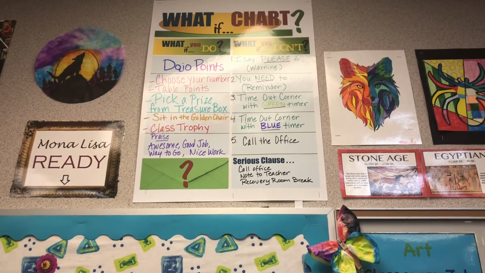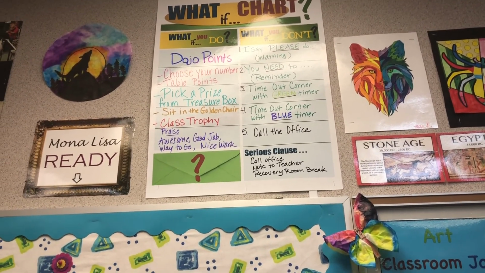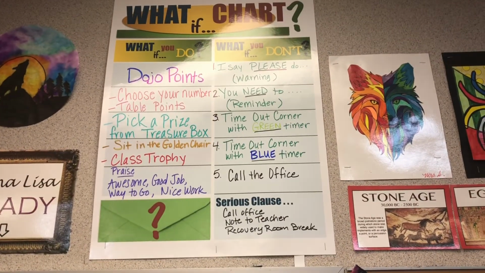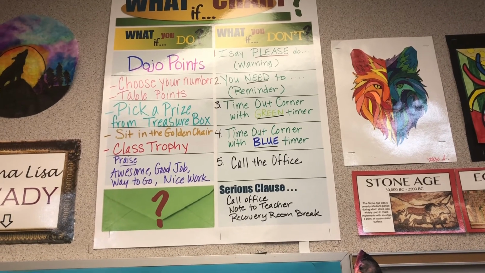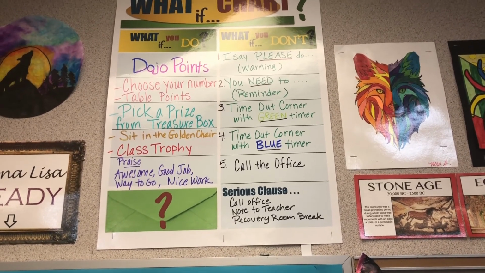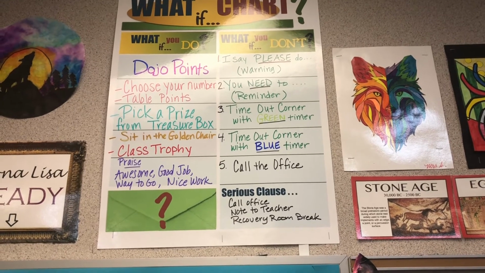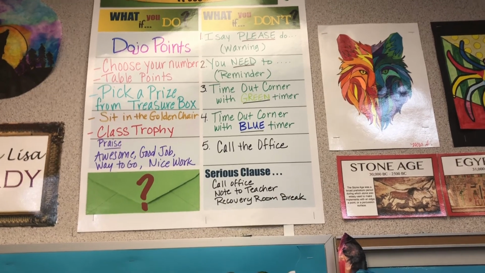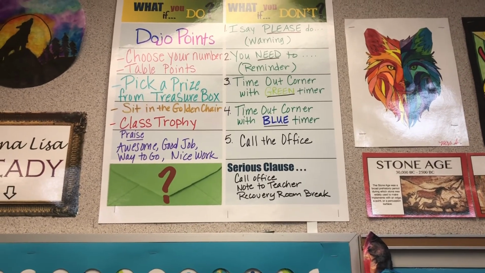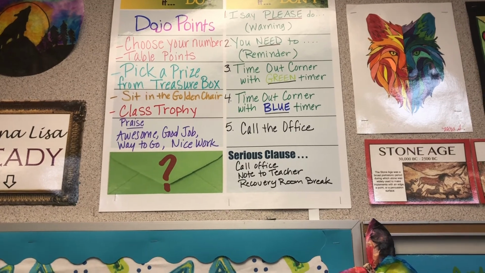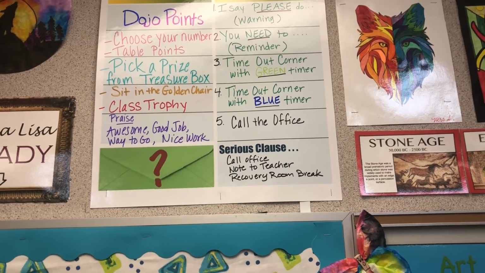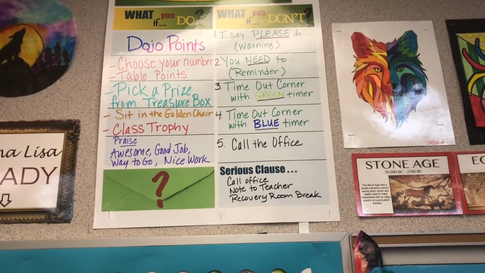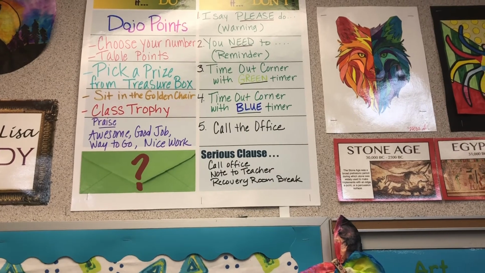So, what if you do not keep the SOAR expectations while you're in this classroom? Well, first of all, I'm going to say please. I'll say your name. Then I'm going to say please, like say that you were talking to your friends and you're supposed to be listening. I'll say your name, and then I'll say please stop talking to your friends. And then if you continue to talk to your friends, I'm going to say your name, and then I'm going to say you need to stop talking to your friends right now. Then if you continue to talk to your friends, I'll say you need to go to the timeout corner.